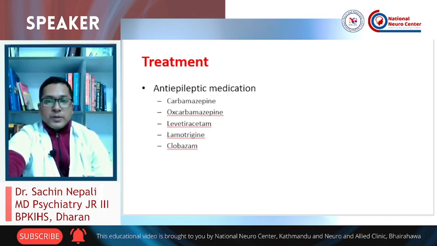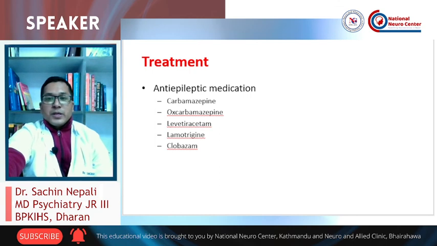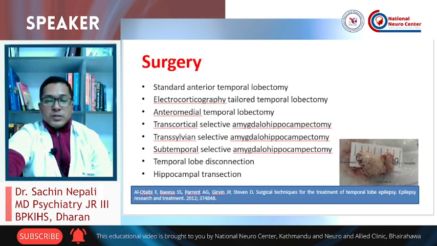What are the treatment options? One is anti-epileptic medication, like carbamazepine, oxcarbazepine, levetiracetam, lamotrigine, and clobazam. Similarly, there are surgical options too, and the following is the list of the surgical options available, and we can see here the picture of the hippocampal transection.